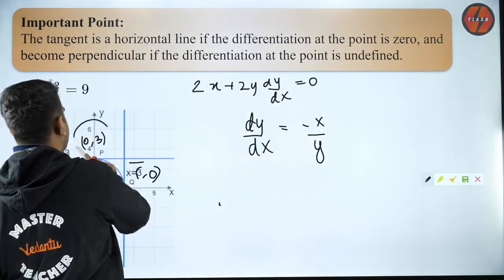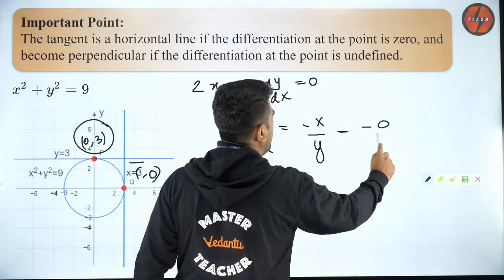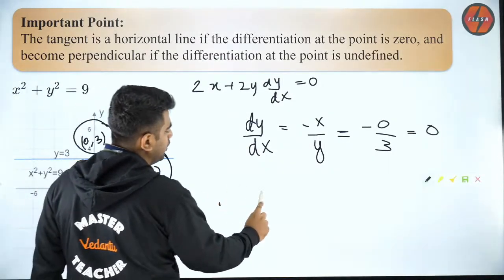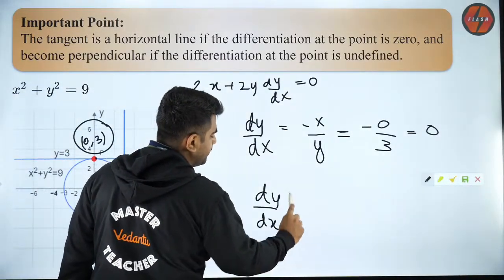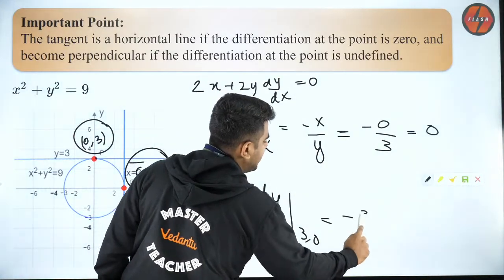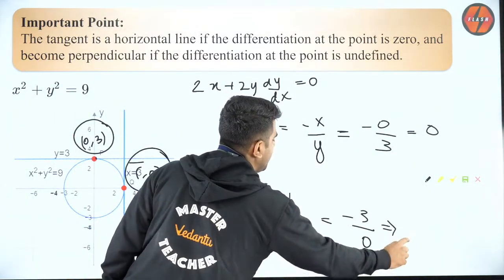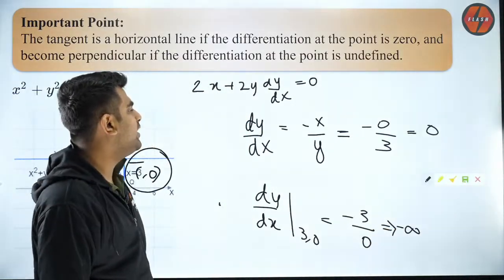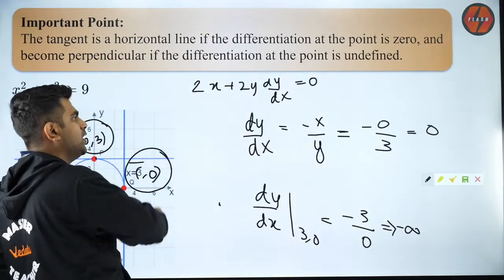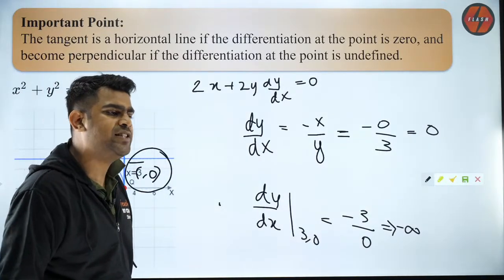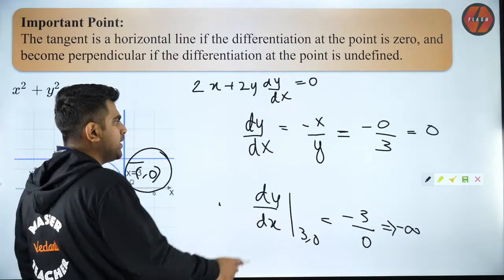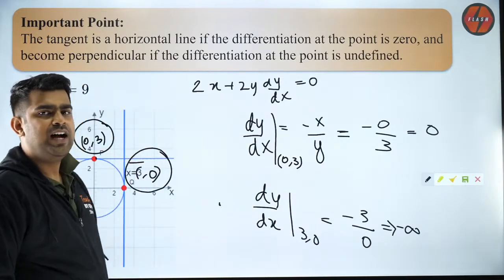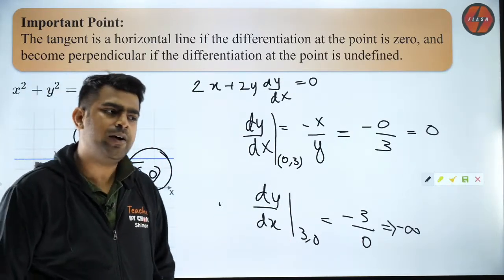So if I calculate at (0, 3), it is going to be minus 0 by 3, which is equal to 0. But if I calculate at (3, 0), it will be equal to minus 3 by 0, which tends to undefined values, isn't it? It tends to minus infinity, and that is why we say that it is a vertical line, because whenever you have a vertical line, the slope tends to infinity. Are you all clear with it?